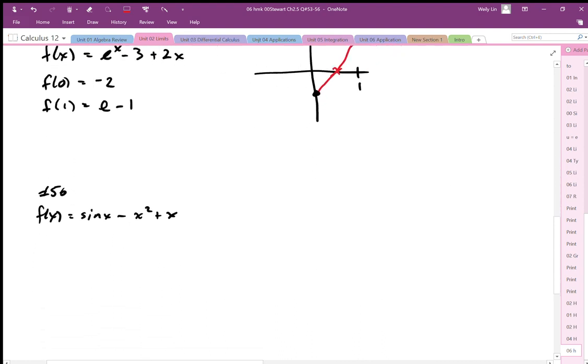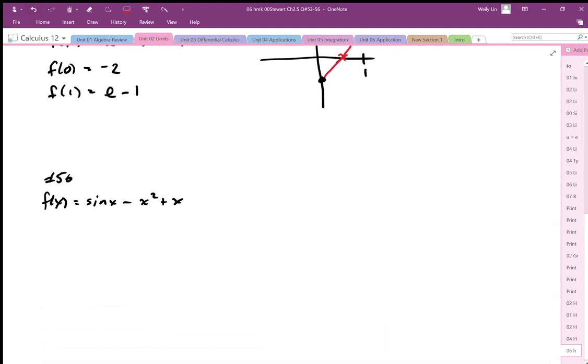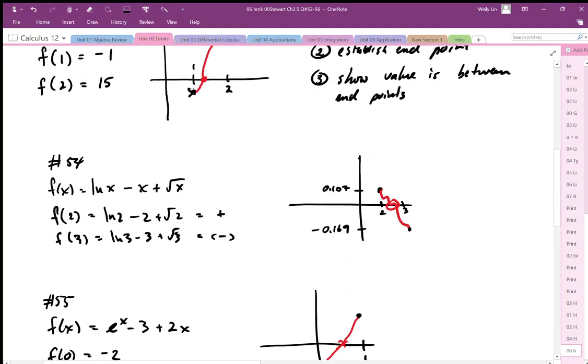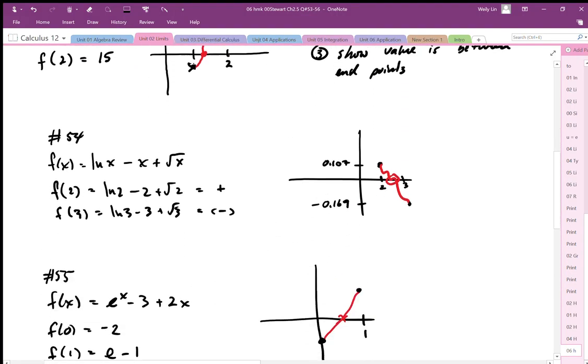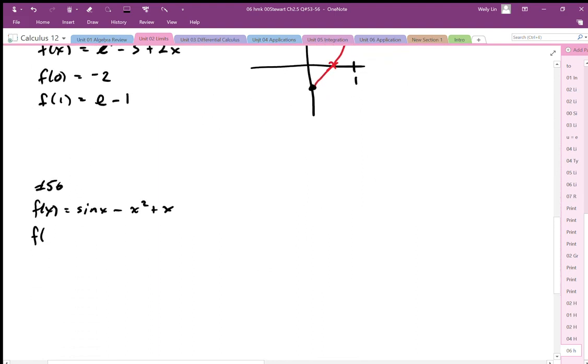And lastly, for this number 56, same thing, we're going to make it equal to 0. Establish that as our f of x. We're going to find the endpoints. In this case, endpoints were 1 and 2. So plugging in the values of 1 and 2, we get f of 1 equals sine of 1 minus 1 plus 1, which is just sine 1. Again, we know that that's going to be a positive value.